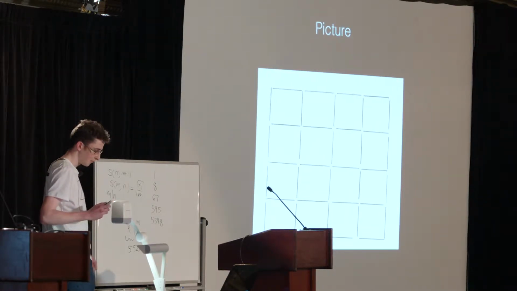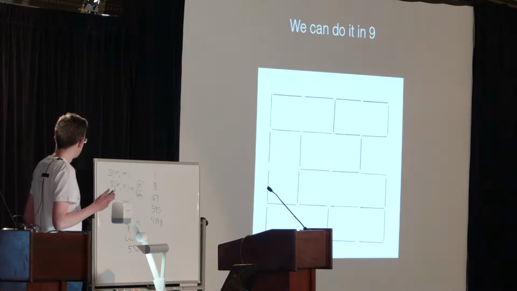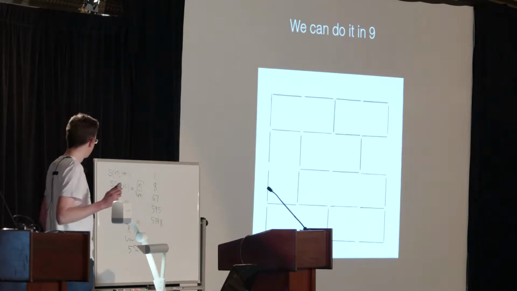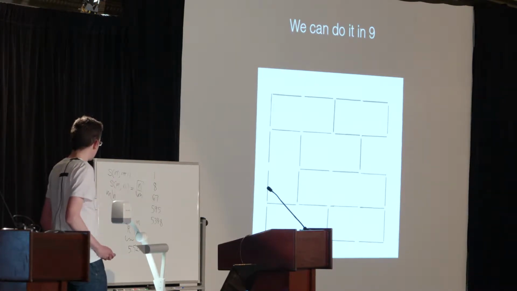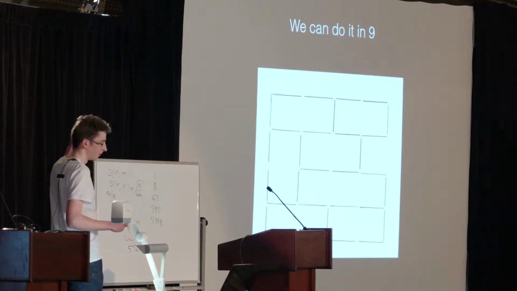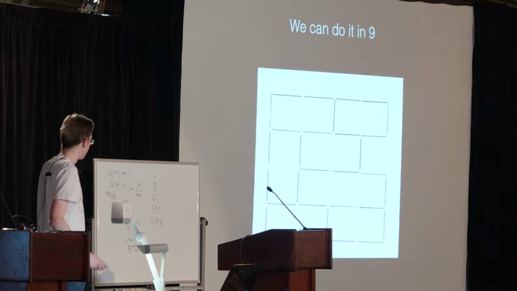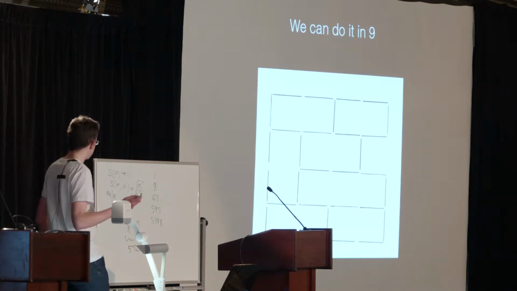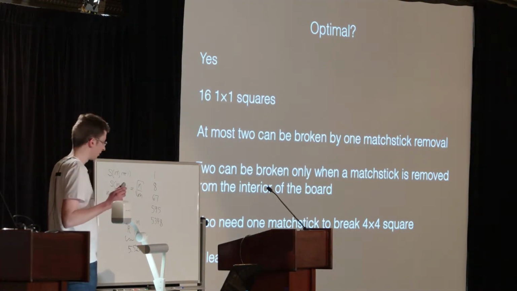So we have 40 matchsticks. And here's how to do it in 9 removals. You can see that all the 2 by 2 squares are broken, all the 3 by 3 squares are broken, the big 4 by 4 square is broken, and the 1 by 1 squares are broken. Now, is this the smallest? Is this the optimal solution? And it's pretty clear that it is.